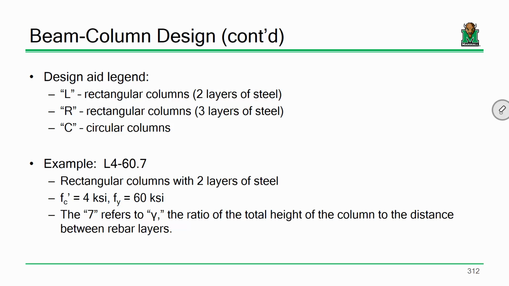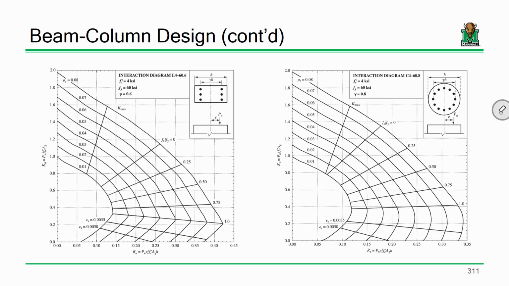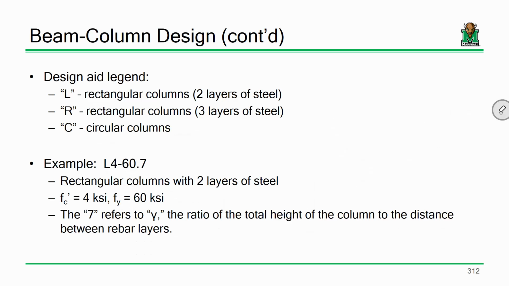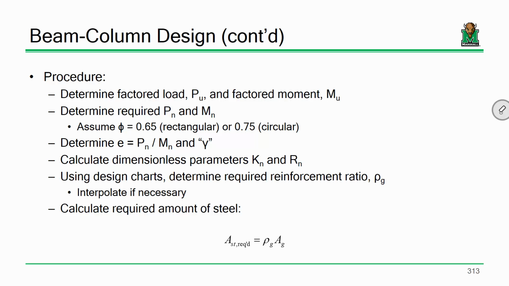Now, the 4 and the 60 stand for the material strength. So we're looking at 4 KSI concrete, 60 KSI steel. The 7 refers to this gamma, gamma being like a percentage of the height. So it's basically your distance between your layers of rebar. So if you were looking at a 0.7, it would say that the ratio between the bar lengths and the total height of the section would be 70%. Does that make sense? We'll have a little bit of practice with this, but this is how this works, okay?